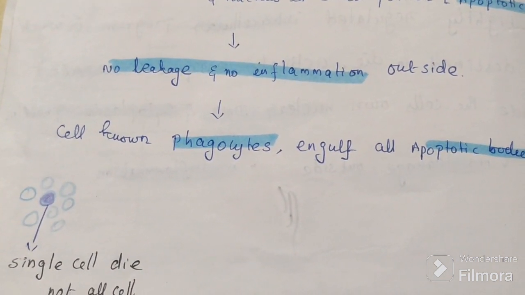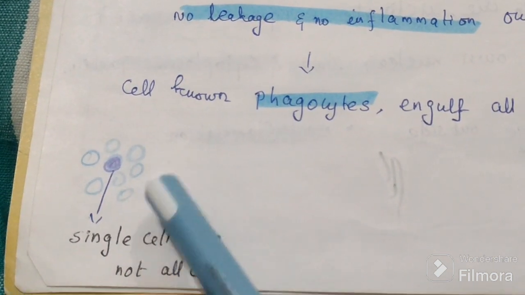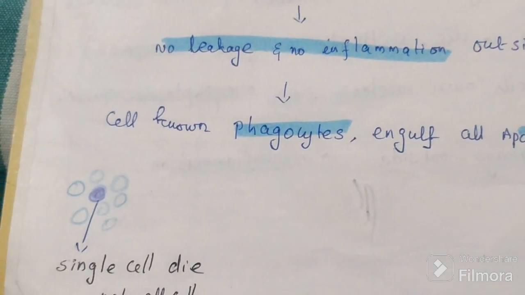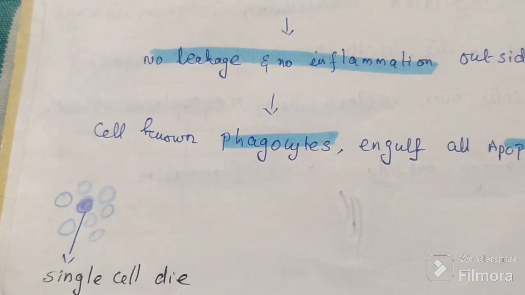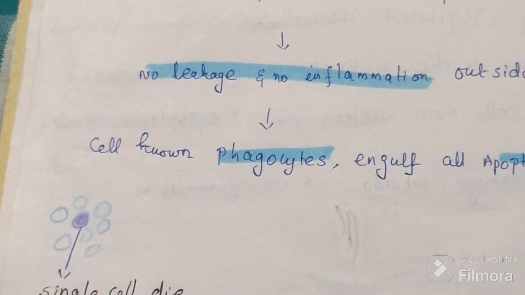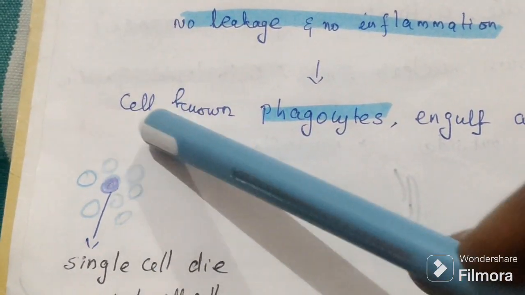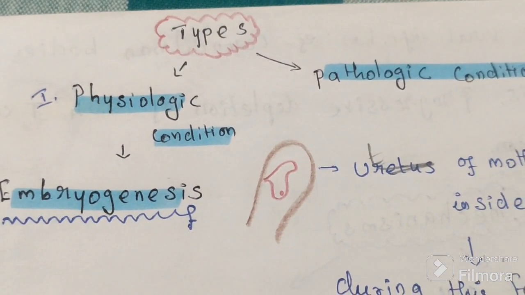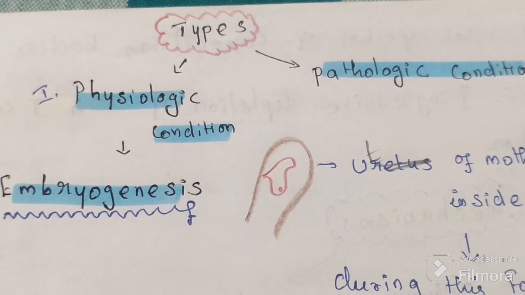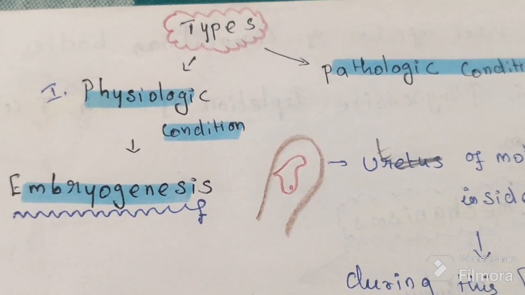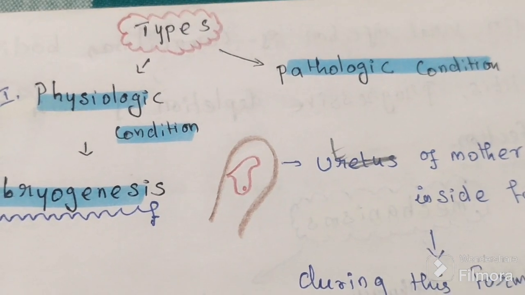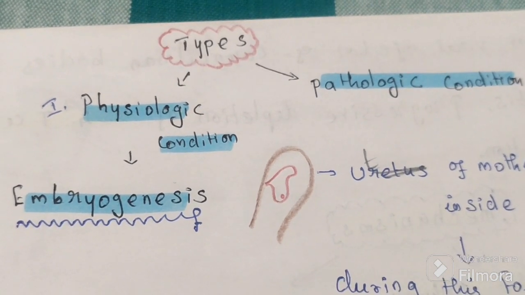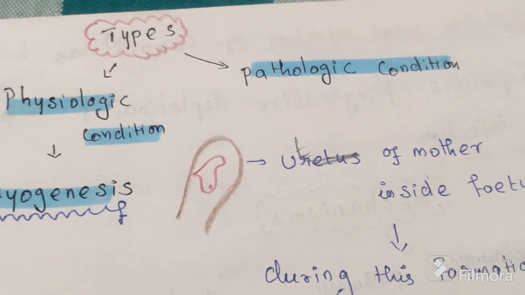Apoptosis generally involves single cells, in contrast to necrosis, which usually involves a group of cells. Necrosis means a group of cells. Apoptosis means single cells only. Next, types of apoptosis. There are two types. One is physiological, the second is pathological. Physiological is programmed cell death. Pathological is unprogrammed cell death.